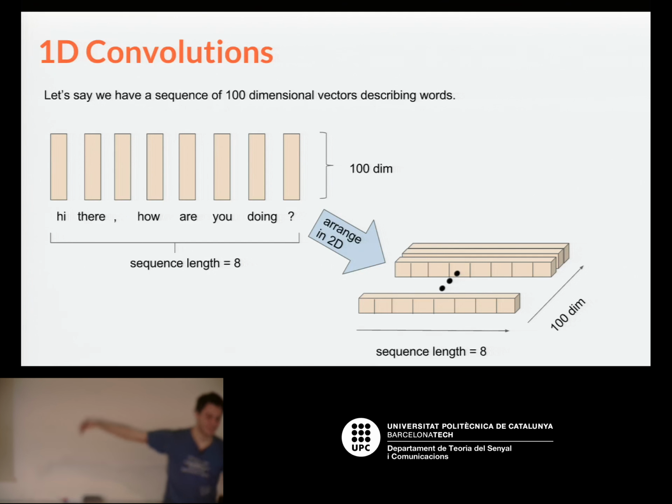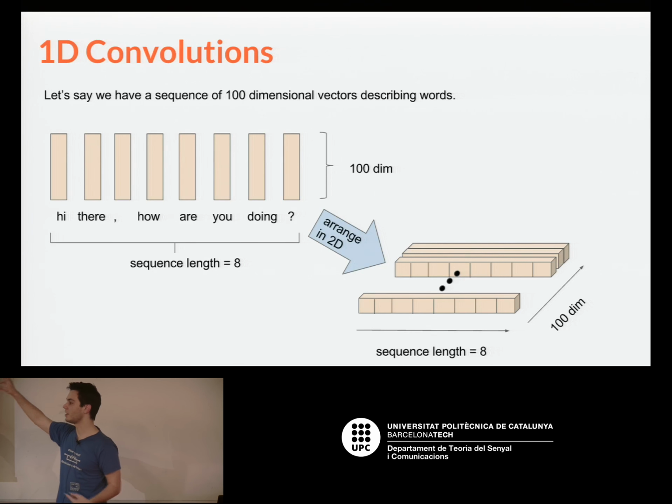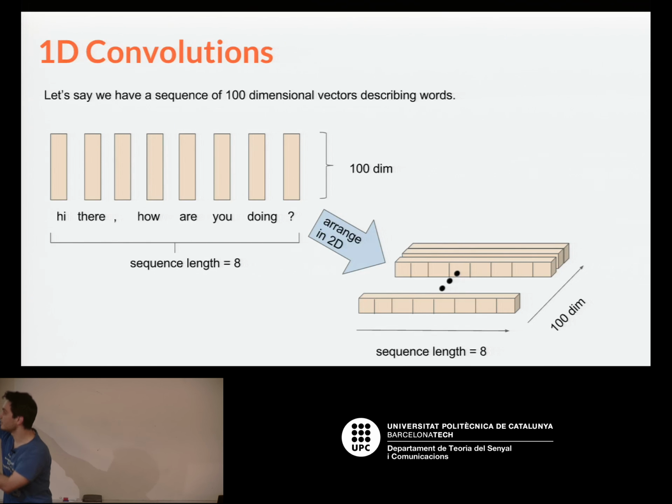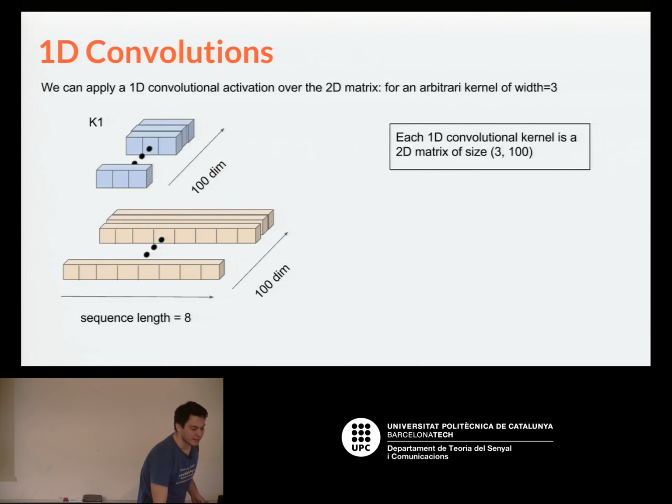So imagine we have this sentence of 8 words with a vector per word of 100 dimensions, okay? We arrange all of them together like this. We basically put them on the floor, and we have this sequence length by 100 dimensions matrix, right? And we want to apply a kernel of width 3 of 1D convolution.